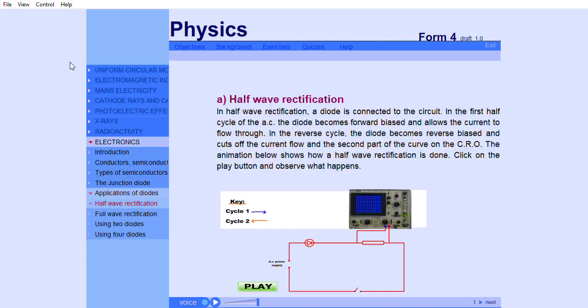Half-wave rectification. In half-wave rectification, a diode is connected to the circuit. In the first half cycle of the AC, the diode becomes forward biased and allows the current to flow through. In the reverse cycle, the diode becomes reverse biased and cuts off the current flow, and the second part of the curve on the CRO. The animation below shows how a half-wave rectification is done. Click on the play button and observe what happens.